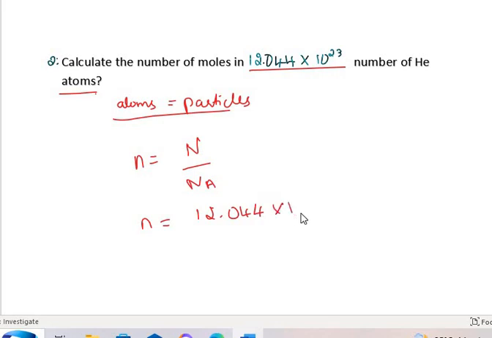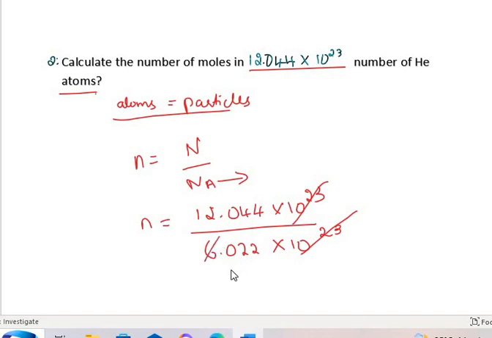12.044 into 10 to the power of 23 divided by, what is the Avogadro number? I have told you the standard Avogadro number is 6.022 into 10 to the power of 23. Okay, so this gets cancelled. An average we should calculate. If the calculator is not given, you should calculate an average.